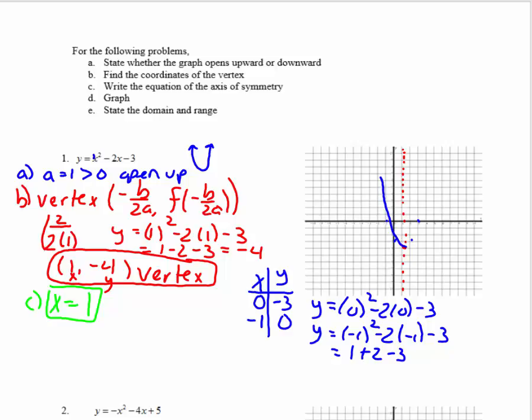And so my parabola is going to look something like that. Graphing 5 points is always the best thing to do, so you can know how wide or how skinny your graph is.